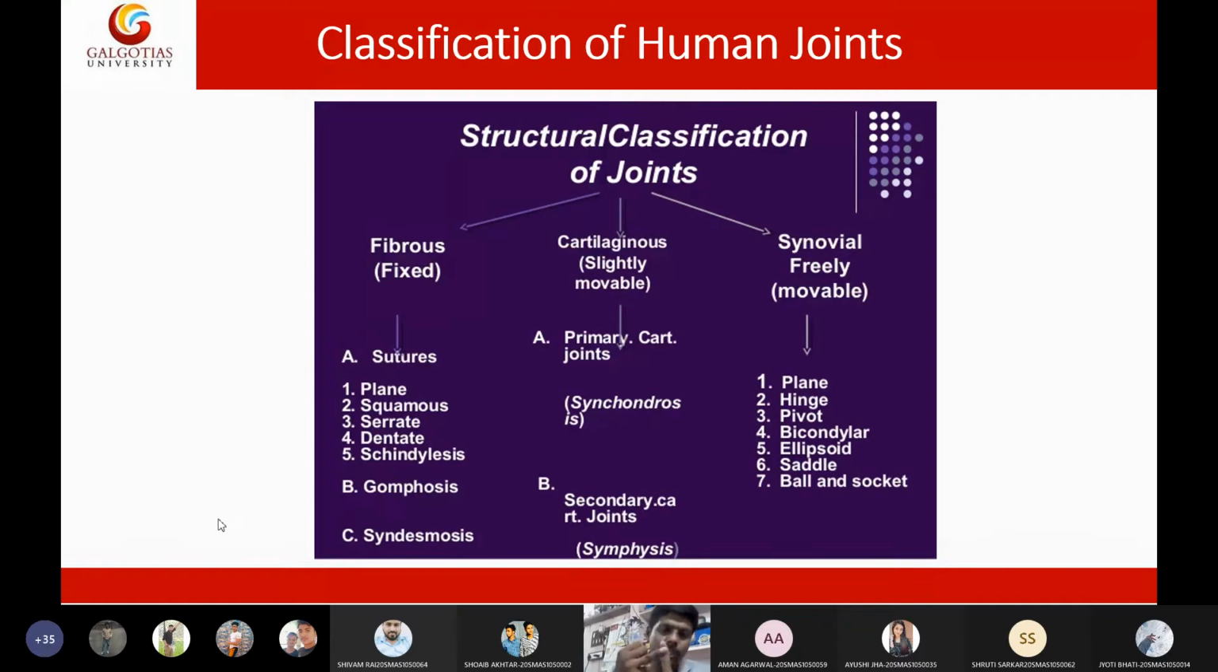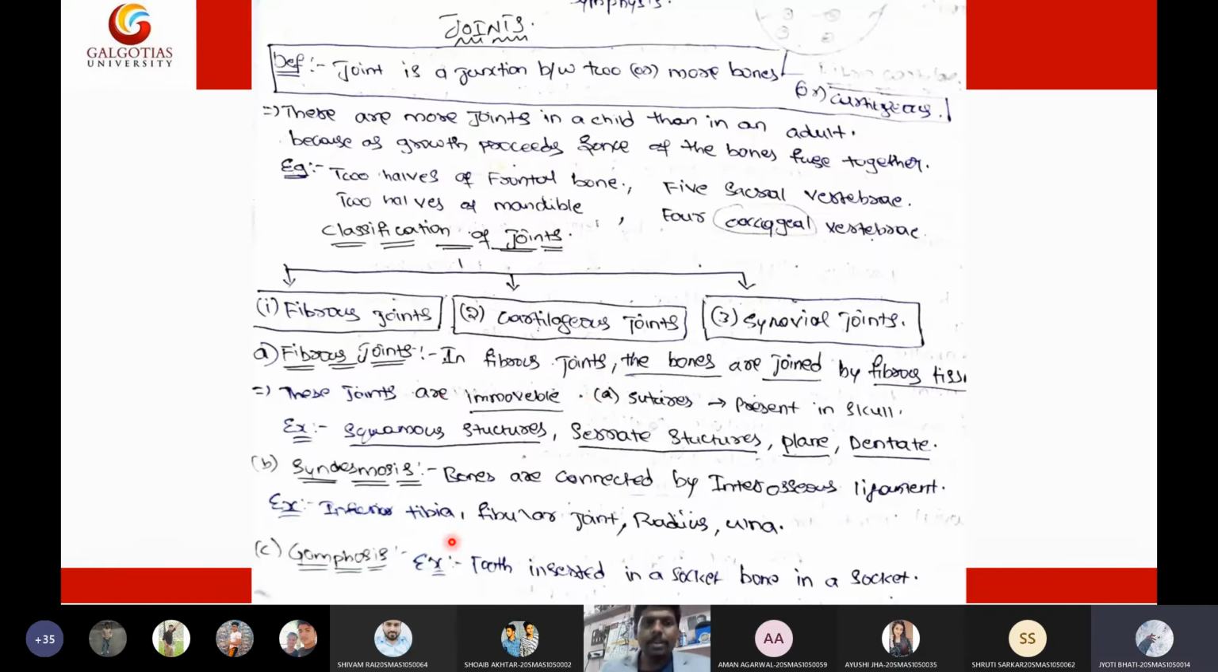So one is sutures, which are present in the skull. Then the second one is gomphosis, which is present in the tooth and the jawbone. And the third one is syndesmosis, which is a fiber-like mesh network present in between two bones, the radius and ulna of your limb bones. So these are the three types of fixed joints we have. Is that clear for you students? Fibrous joints: sutures, gomphosis and syndesmosis.